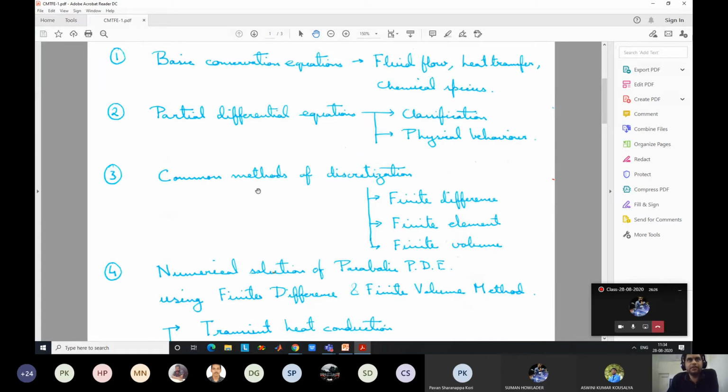Then we will go into common methods of discretization. By the way, this syllabus is just based on the syllabus that is given on the website. So for new students, you can go through our curriculum in the institute website for MTech thermal science students, and you will be able to see the formal syllabus for this. It is a slightly modified version of that.